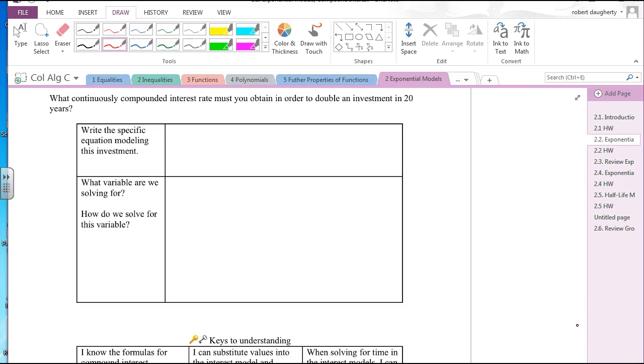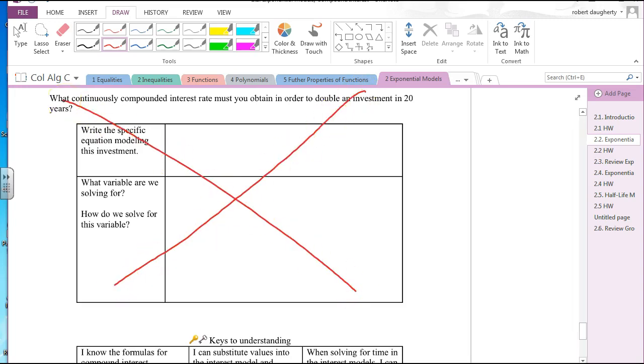Let's look at this one. Okay. What continuous? No, I skipped this in the last class. I'm going to skip it. I'm going to skip it for this quiz. You've got enough to be concerned about for this.